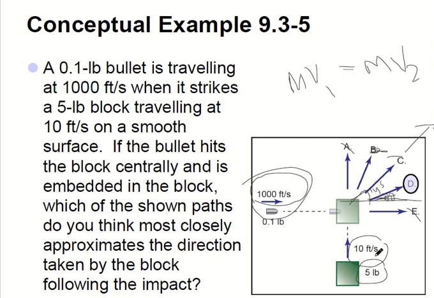Because if you calculate, that's only 10 feet per second. And look at how small this is, and you have a 5 pound object, that's like a 0.1 pound, so therefore it would definitely push you in this direction, the D direction.